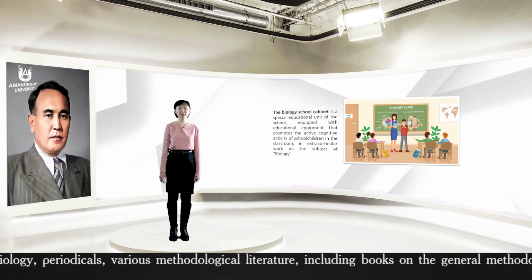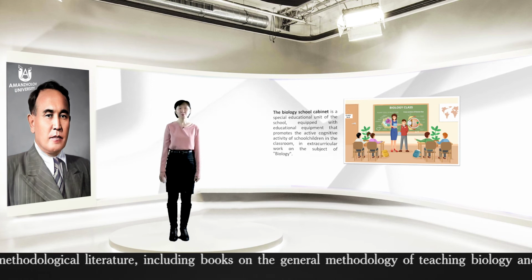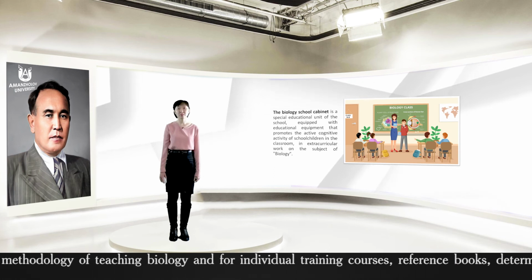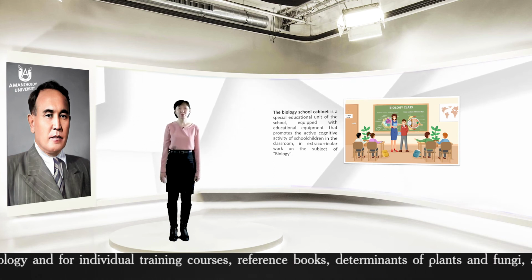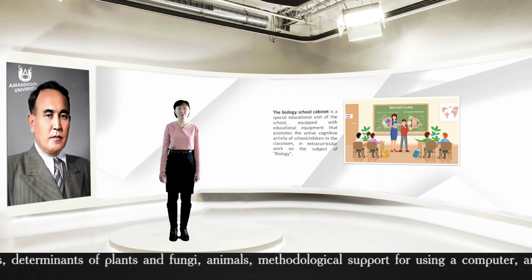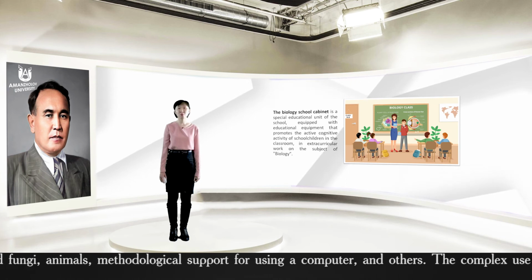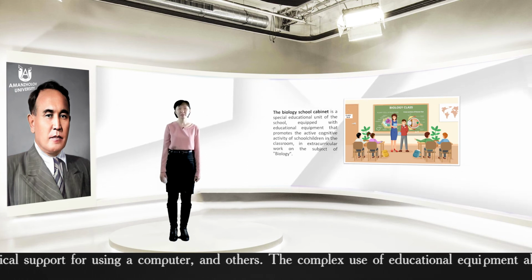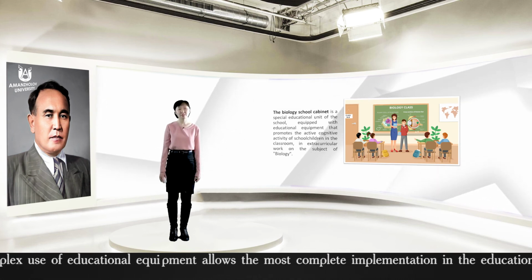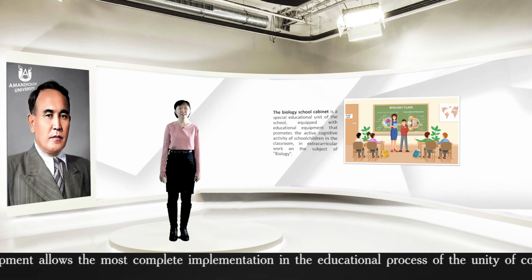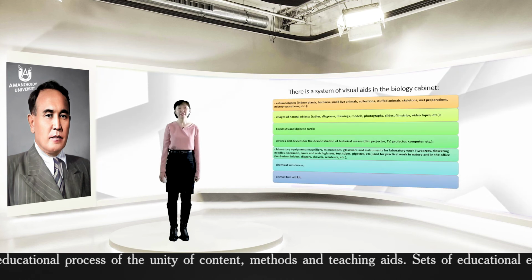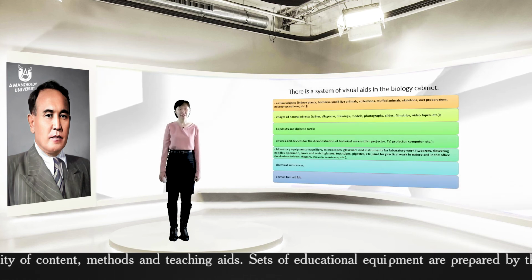There is a system of visual aids in the biology cabinet. Natural objects, which include indoor plants, herbaria, small live animals, collections, stuffed animals, skeletons, wet preparations, micro-preparations, etc. Next, images of natural objects, for example, tables, diagrams, drawings, models, photographs, slides, film strips, videotapes, etc. The next, handout and didactic cards. And next, devices for the demonstration of technical means, which include film projector, TV, projector, computer, etc.